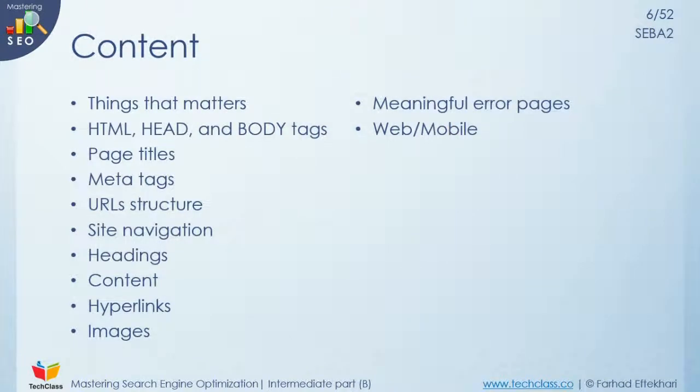The content of this part is the following. Things that matter about search engine optimization, HTML head and body tags, page titles, meta tags, URL structure, site navigation, headings, content, hyperlinks, images, having meaningful error pages, and the concept of web and mobile. So these are the ways that we apply some methods in order to increase the level of search engine optimization of our website, to make sure the search engines, when they are crawling into our websites and web pages, dedicate better ranking for us for our websites and web pages.